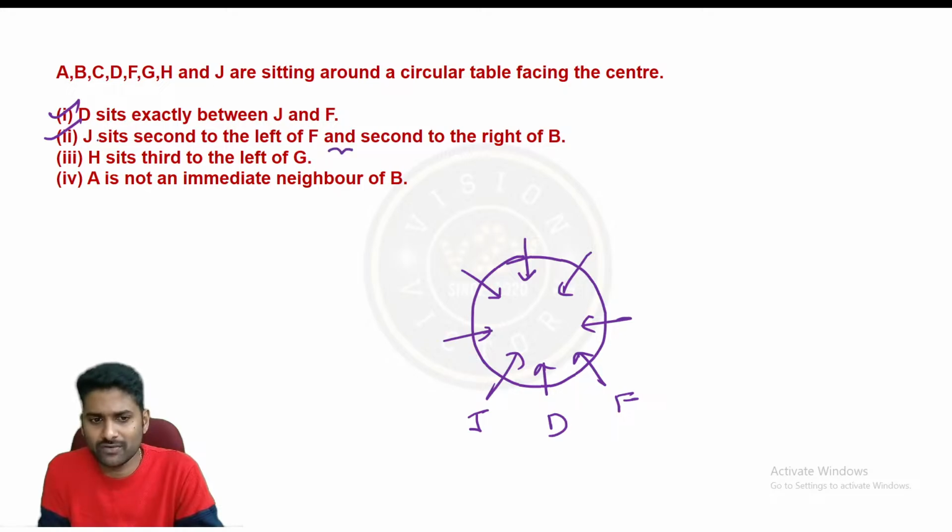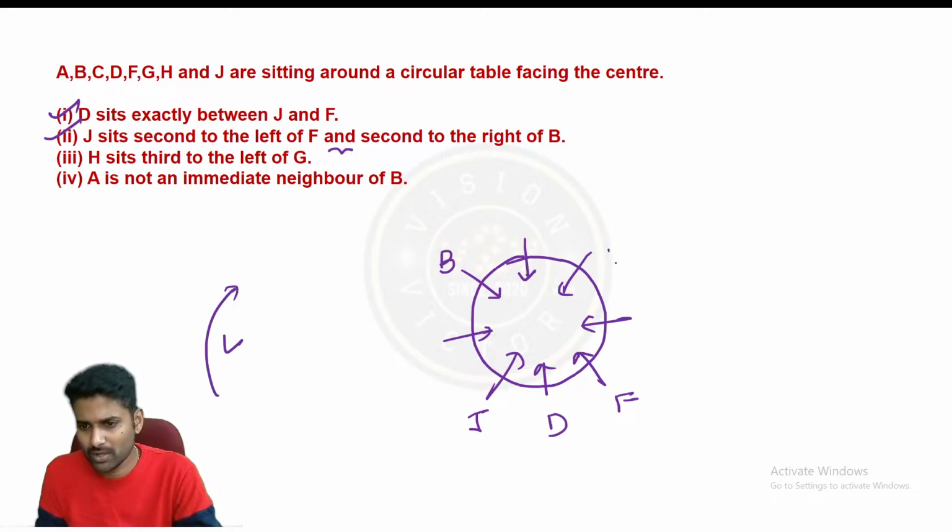And, this is always talking about J only. J is the second right of B. You can confirm B here. H is the third left of G. If you place G, third left we require. You already know it's the left side. So H is the third left of G.